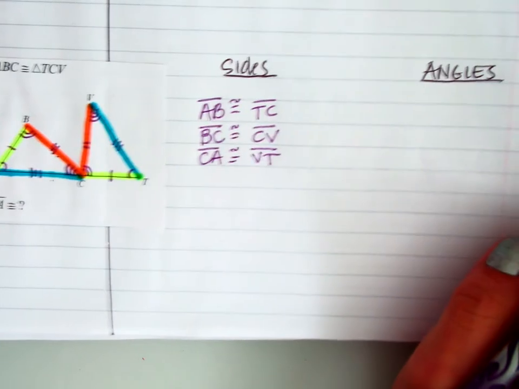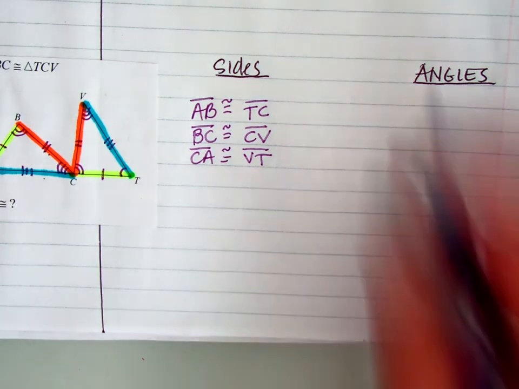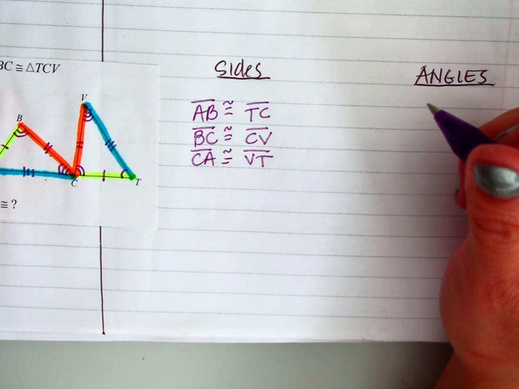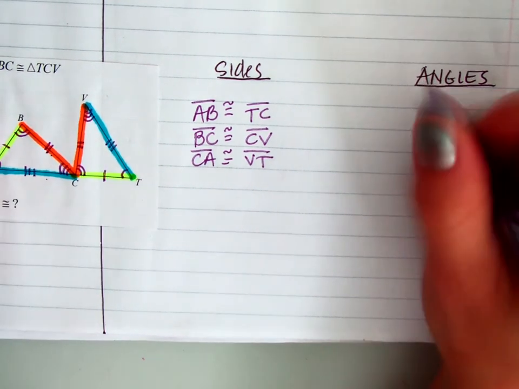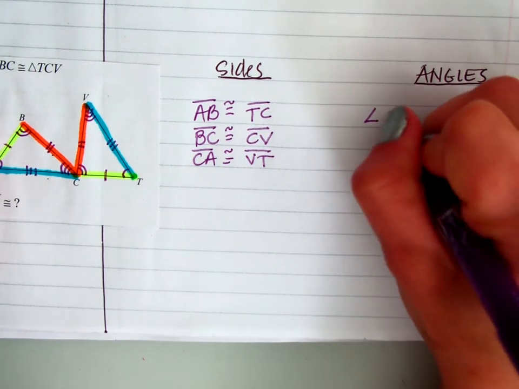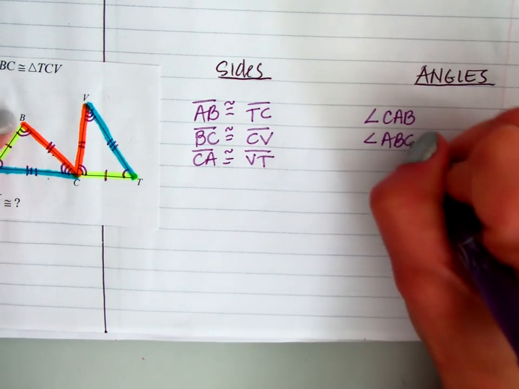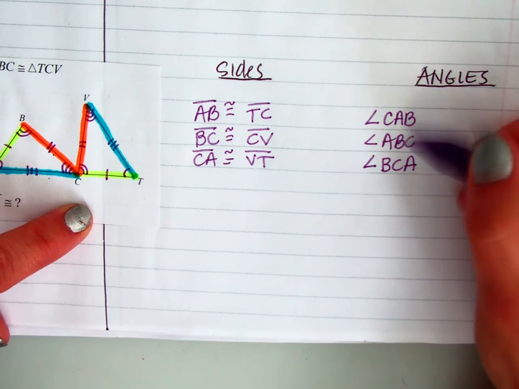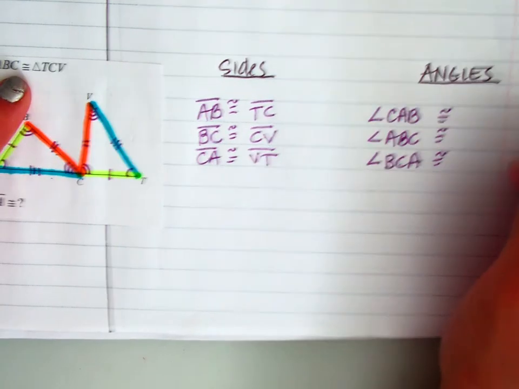For angles, this time because we're sharing an angle, we're going to call them by their 3-letter names, okay? So I'm going to start with angle A, which I can call whatever I want, either if I go backwards or forwards. It's up to you what you want to do. So I'm going to say for this one, angle CAB. The other one's going to be angle ABC. And the other one is going to be angle BCA. Here are my vertices. And we want to see what corresponds with what, just looking at the letters.